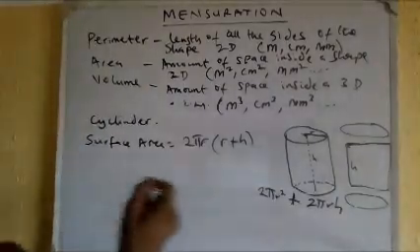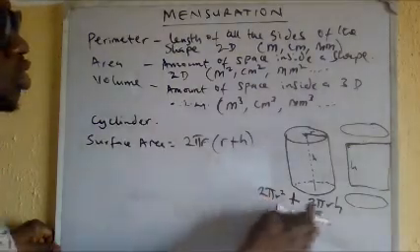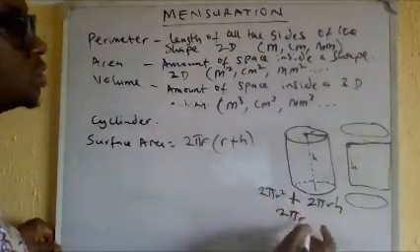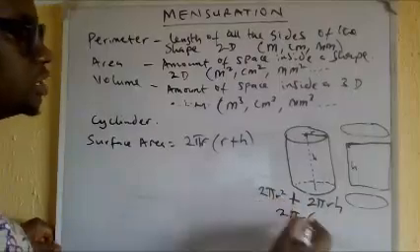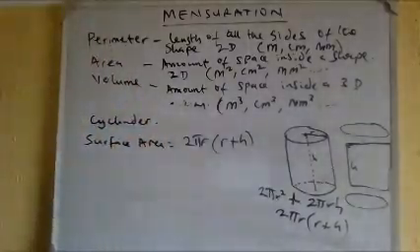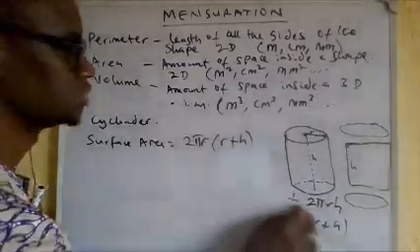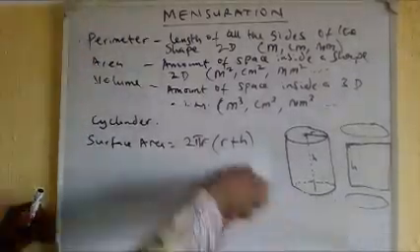By the time you do the maths, you just factorize. 2 pi r is common. What is left here is r, and what is left here is h. That's why I'm having it like this. Okay, so that's the surface area of a cylinder. Sometimes you need to draw it out so that you can visualize what we're saying.